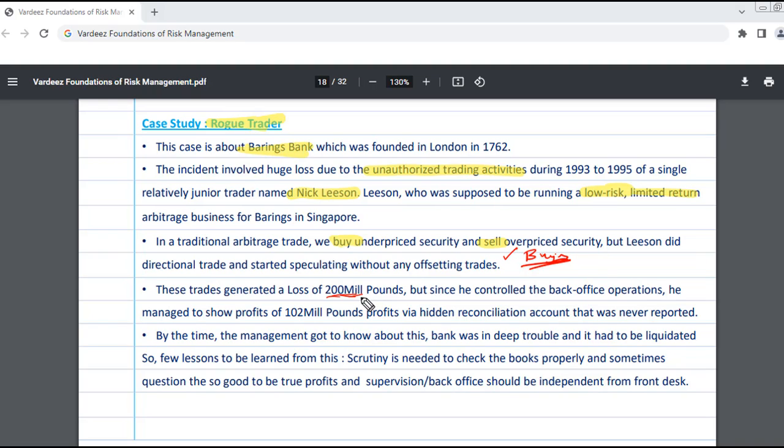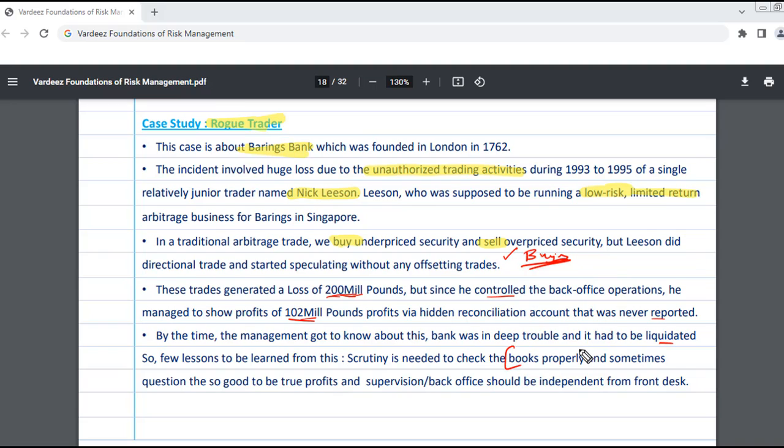But let me tell you, the interesting thing that happened here is that he managed to show profits worth 102 million pounds to the management. Now how could he do it? Because he controlled the back office operations, and he did some reconciliation, and he hid certain loss accounts that were actually never reported to the management. So by the time management got to know about this, the bank was actually in deep trouble and it had to be liquidated.